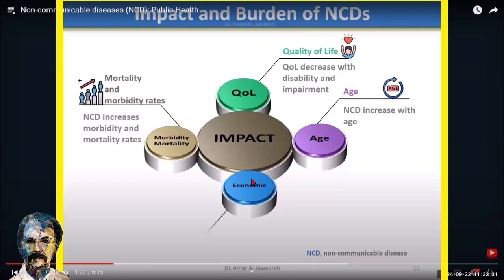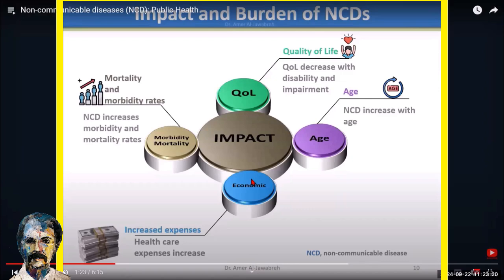Okay. Then economy. These diseases are very expensive to treat. Just take cancer as an example. Can you imagine how much cancer costs? That's why private insurance companies run away from such diseases. They tell you, go and get health insurance from the government, because they know it's costly. So the first thing they do is try to get rid of you.